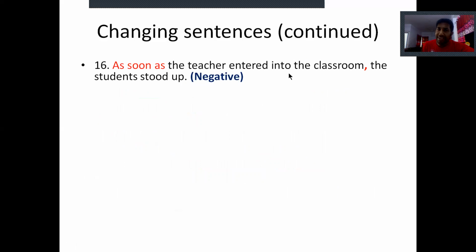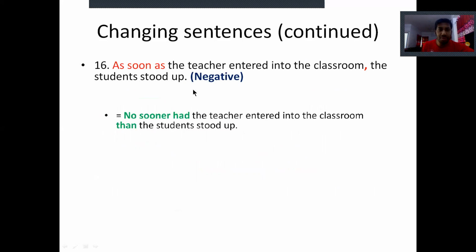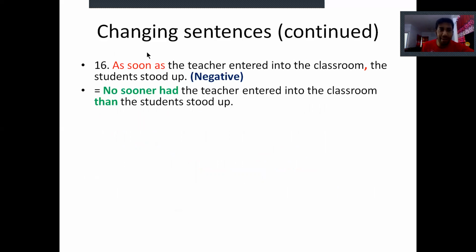As soon as the teacher entered into the classroom, the students stood up. We have to make this sentence negative. To make this sentence negative, we first replace "as soon as" by "no sooner had", and replace the comma by "than". So the negative will be: no sooner had the teacher entered into the classroom than the students stood up. One point to be remembered is that this "than" in negative form, if the sentence has "as soon as", spells like THAN. Students most often commit a mistake here by writing THEN. Please focus your attention here.